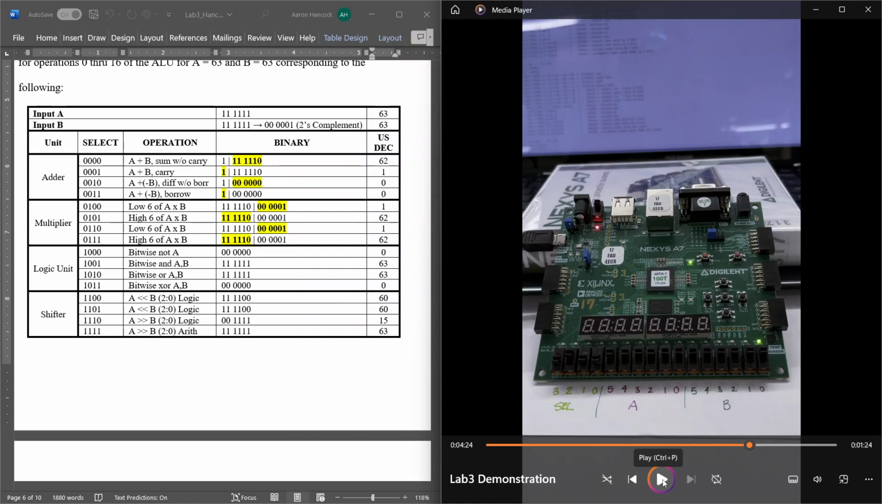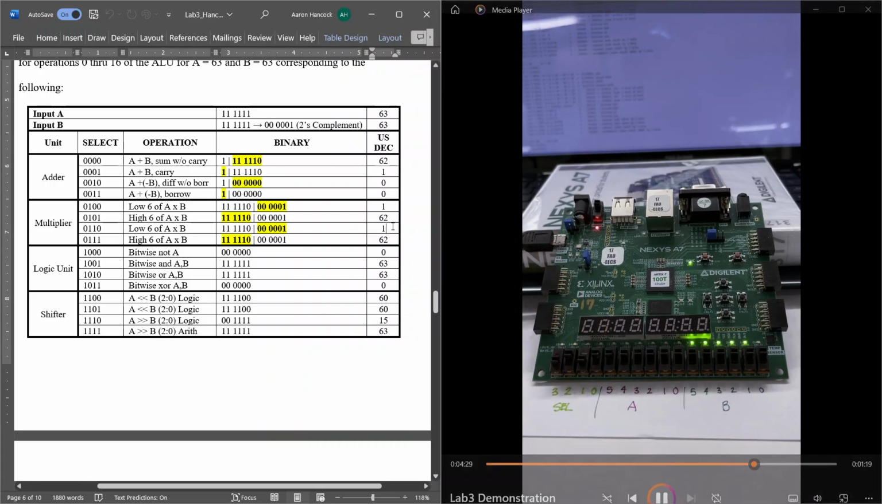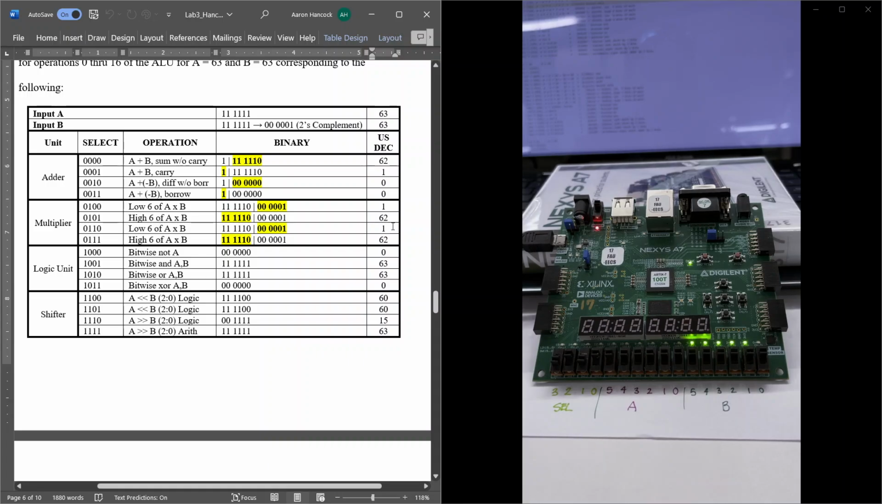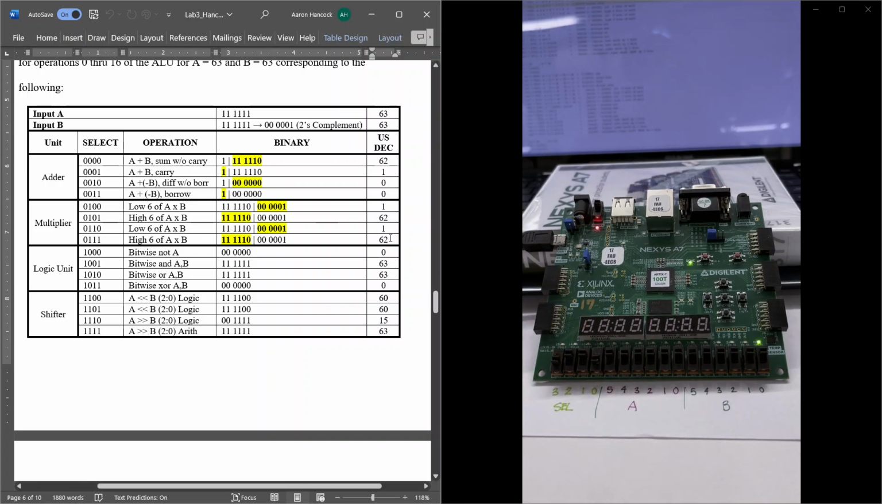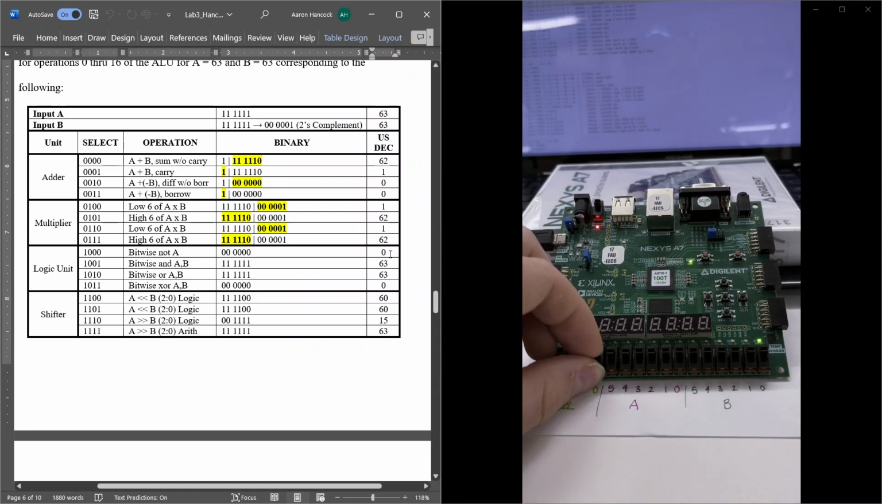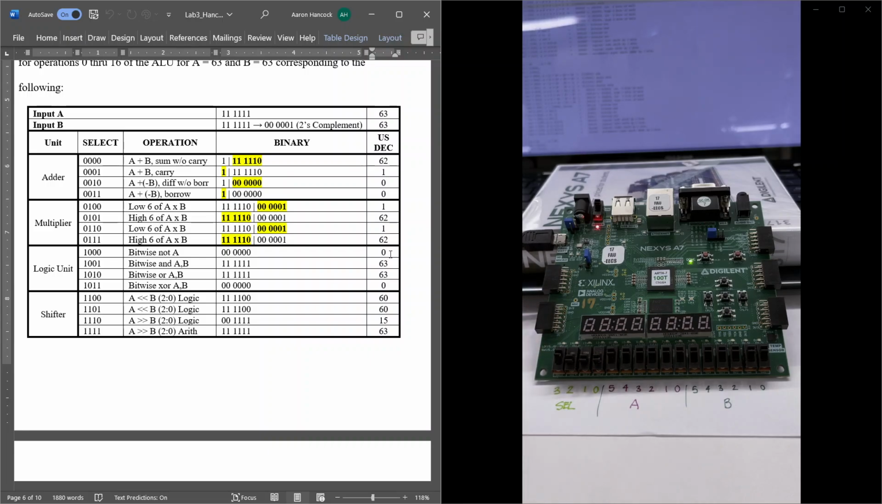For input number 4, we have the product of A and B, the lower 6 bits, which is a 1. For input 5, we have the upper 6 bits of the product. Input 6 is again the lower 6 bits. And then input 7 will be the upper 6 bits. For input 8, we're going to have the bitwise not of A, which is all zeros, because every input in A is set high.